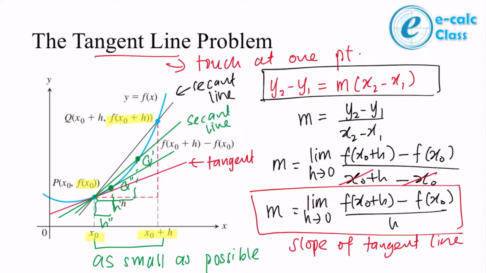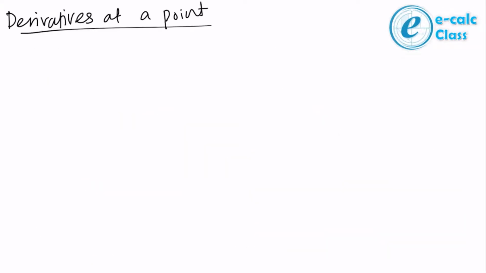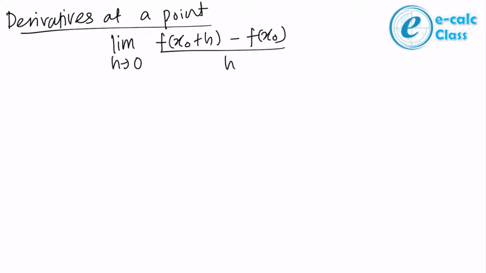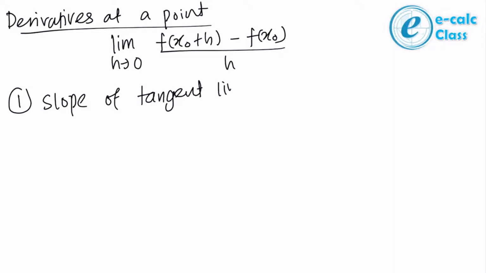Or maybe I should, okay, let me go to the new page. Then I'll explain to you what this derivative at a point is. At a point, which is this fellow here: the limit as h approaches 0 of f of x0 plus h minus f of x0 over h. So this limit here, what does it mean? I already told you that it is the slope of the tangent line to the curve at x equals x0. This is what we had from the tangent line problem, right?